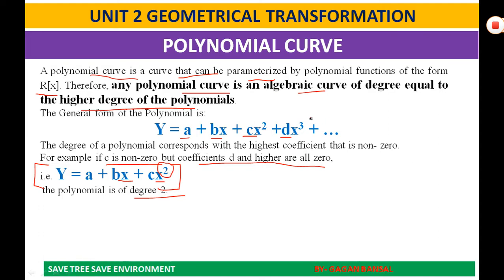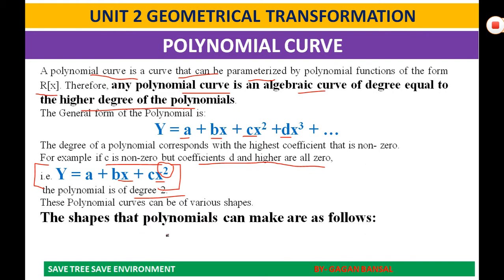And in this particular equation, a plus bx plus cx square plus dx cube, the maximum degree is 3. So it can be elaborated also. So in this lecture we will be determining different types of polynomial curves based on the degree. So we will be studying 0 degree, 1 degree, 2 degree and 3 degree polynomials. These polynomial curves can be of various types and shapes. The shapes that polynomials can make are as follows. So let's take each one by one.